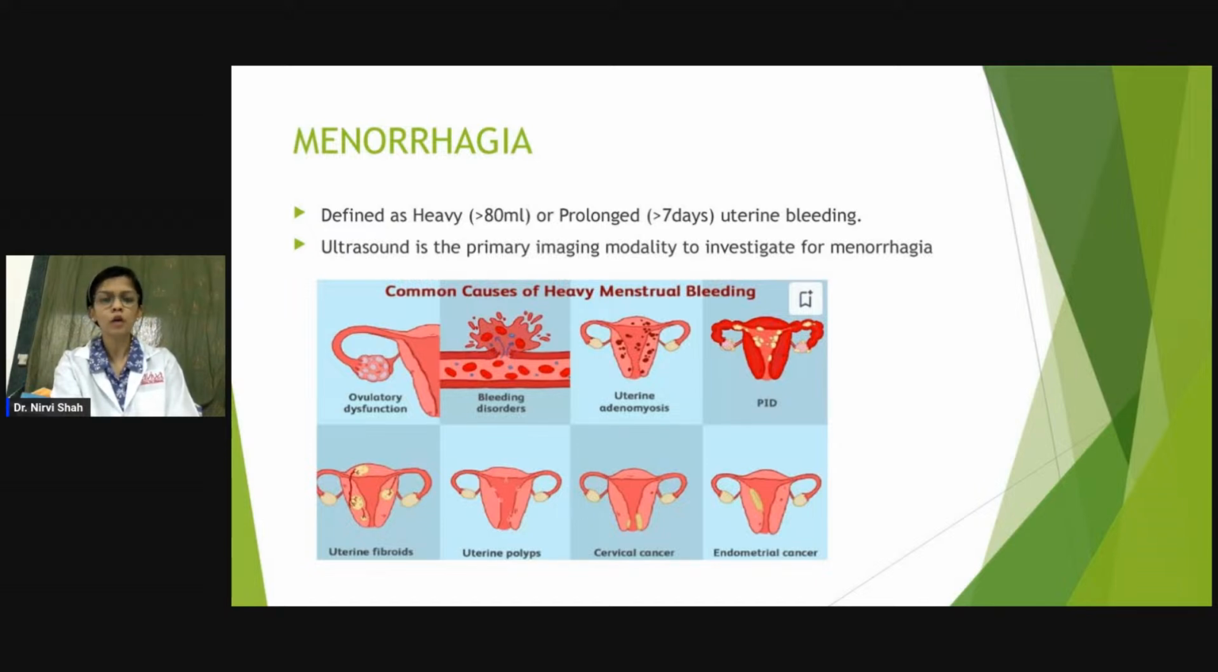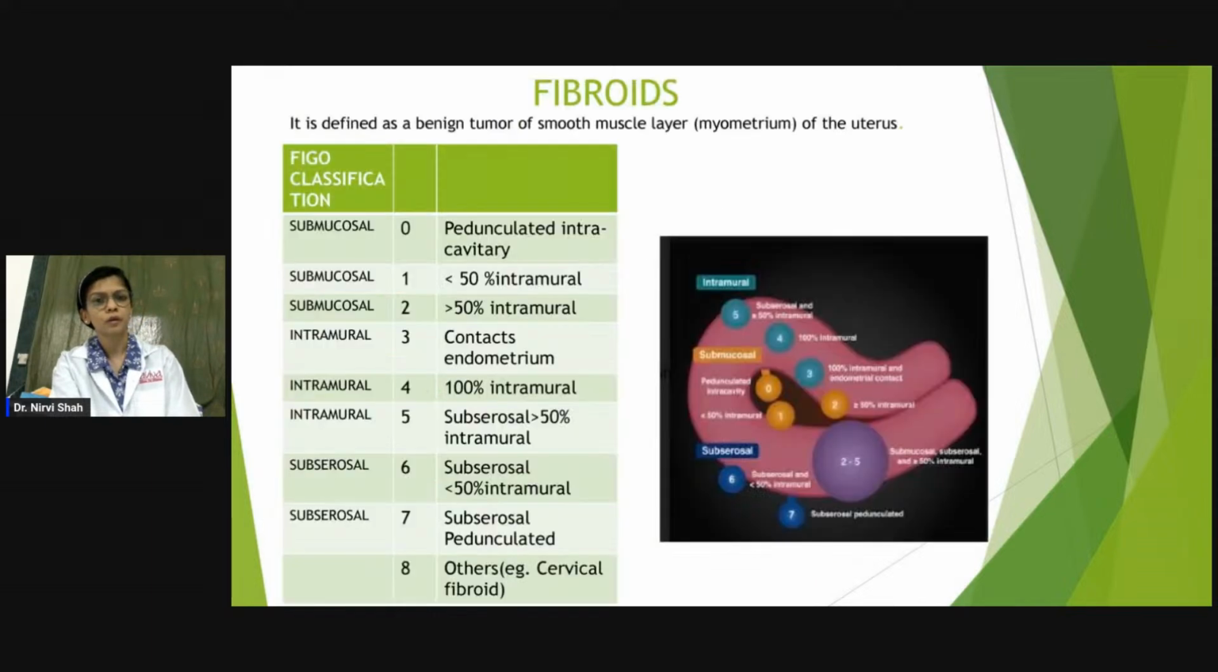Okay, so we will look only into the causes which can be diagnosed on ultrasound. So let's first start with fibroids. Fibroids are nothing but benign tumors of the smooth muscle of the myometrium in the uterus. So the FIGO classification, everybody would be knowing.